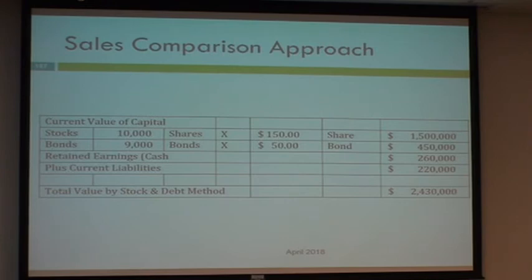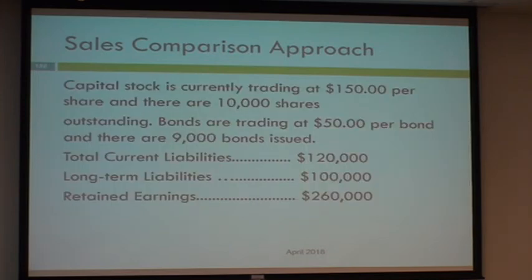Let's talk about analyzing. Capital stock is trading at $150 a share. There are 10,000 shares outstanding. Bonds are trading at $50 for each bond, and there are 9,000 issued. So we go through the balance sheet, talking about the cash on hand, accounts receivable, total current assets, total long-term investments, plant and equipment less depreciation. That is the total assets of $1,780,000.